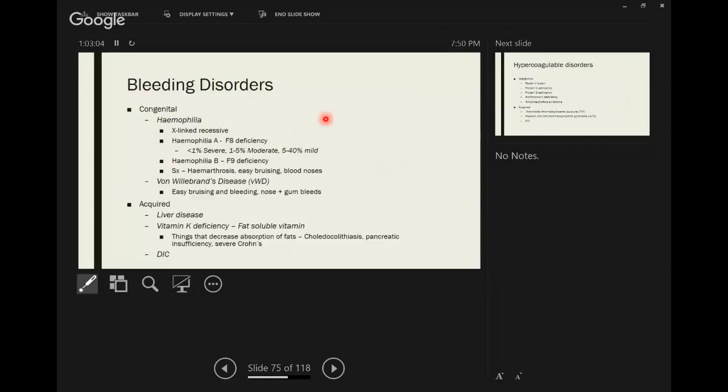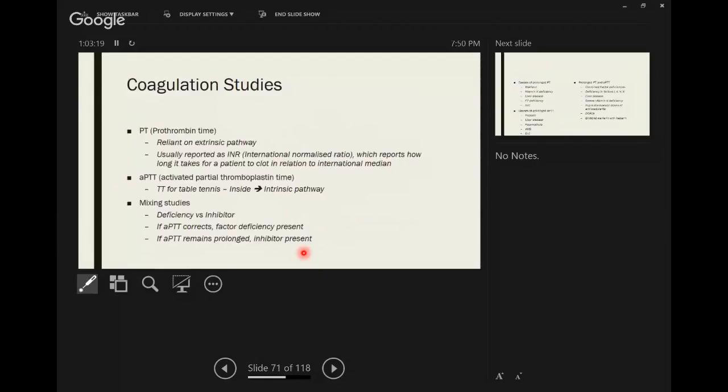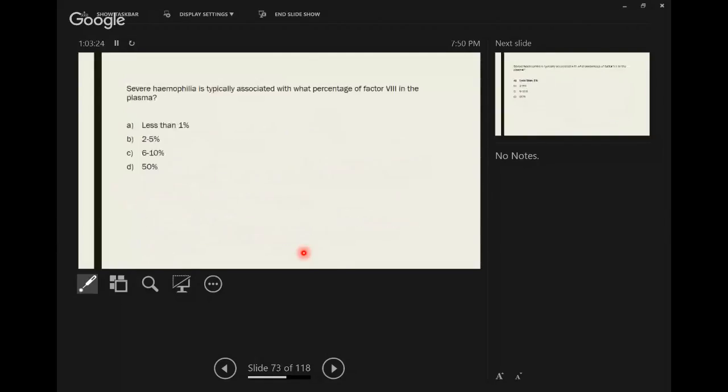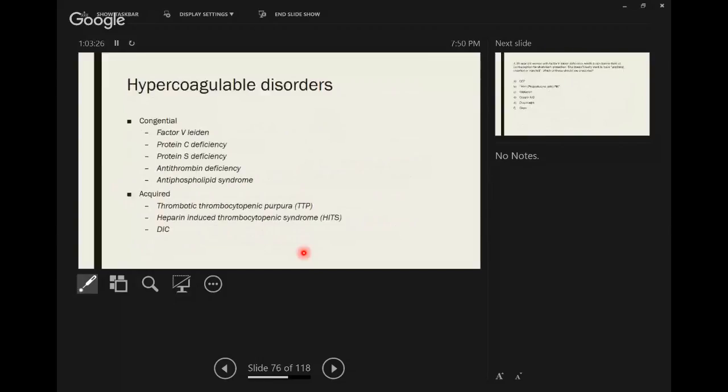Acquired causes: if you get liver disease, a vitamin K deficiency, or things that decrease the absorption of fat, so choledocholithiasis, pancreatic insufficiency, severe Crohn's, or DIC, they all cause bleeding disorders. Something I want to talk about very quickly is your PT. No, I'll talk about it with warfarin, actually.